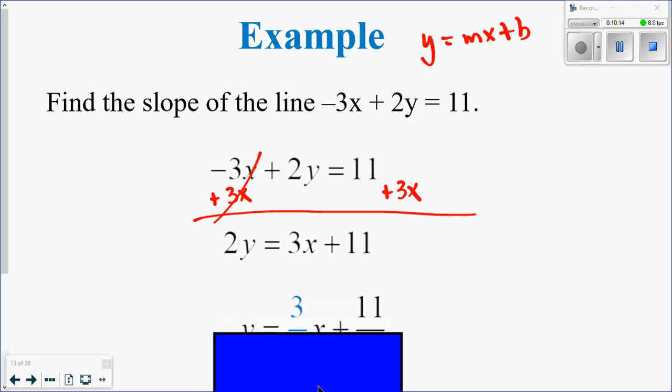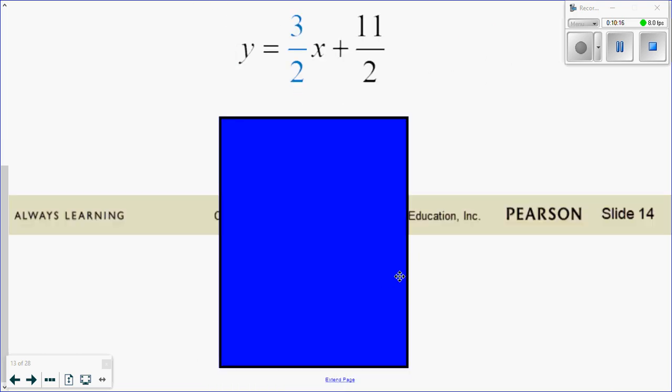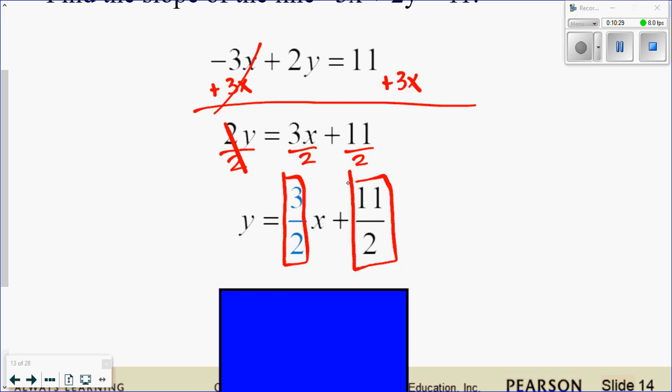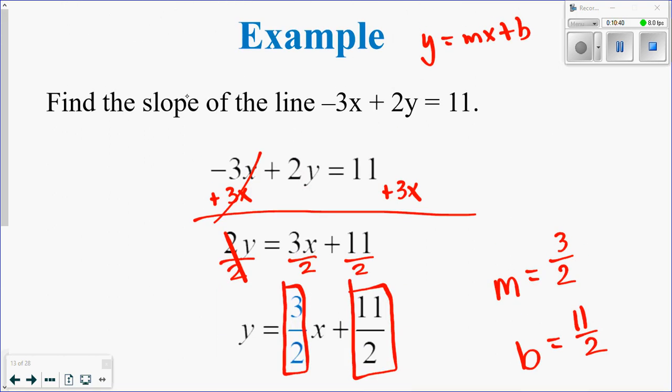And then the next thing you're going to have to do is divide everything by 2. So it cancels here. Now that gives me my slope, 3 over 2, and my y-intercept is now 11 over 2. So slope is 3 over 2. Y-intercept is 11 over 2. Here they're just asking for the slope, but make sure you know the difference between the two.